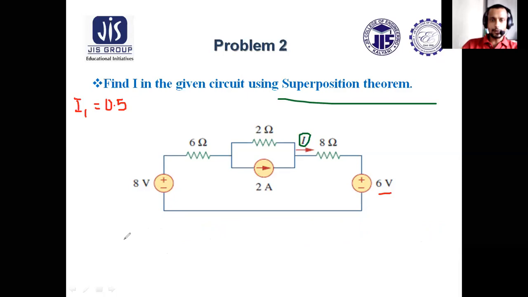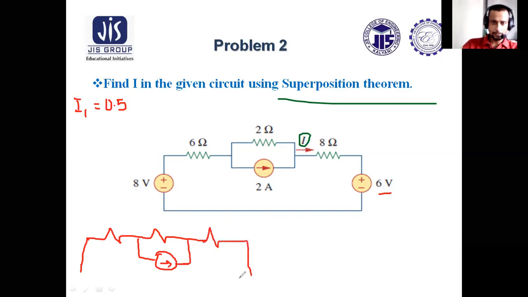Let us consider the 2 ampere source. While considering the 2 ampere source, the 8 volt source will be deactivated by short circuit. There is 6 volt, 6 ohm, and 2 ohm. This is the 2 ampere source. There is 8 ohm, and again the 6 volt is shorted. Now, this is 2 ohm. This is 2 ampere. This is 8 ohm. We are going to find this current I.